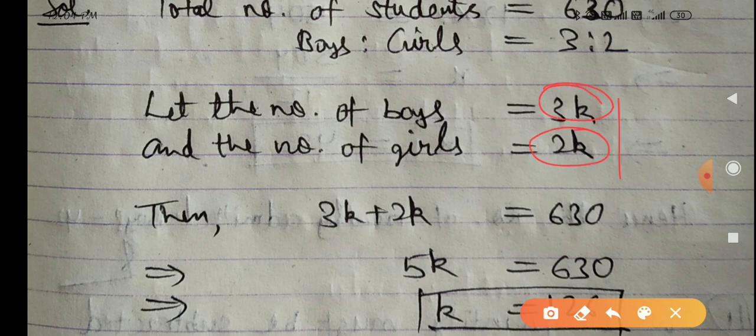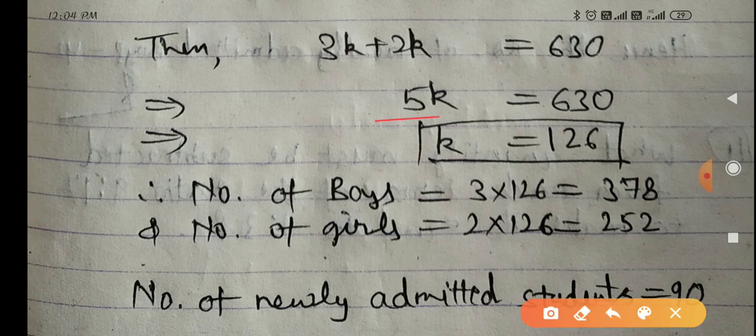When we add both, then the total number of students will come. So that's why I have written 3k plus 2k equals 630. So 5k equals 630. K equals 126. When k equals 126, the number of boys is 3 into 126, 378. Number of girls 2 into 126, 252. So original number of boys 378, original number of girls 252.